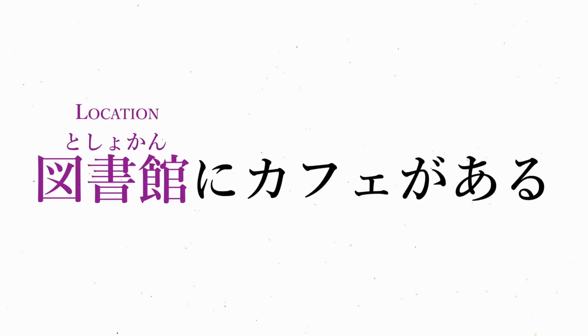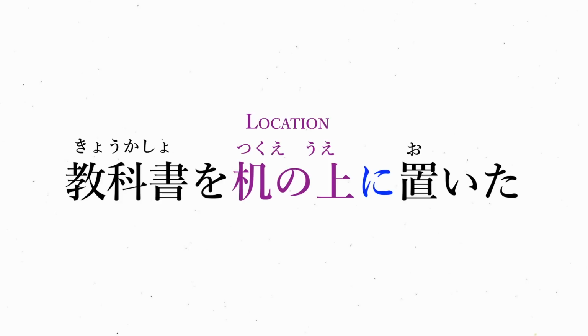You can also use ni to describe the location in which something exists. 図書館にカフェがある. In or at the library, there is a cafe. It usually has a sense of direction and specificity. Say I want to say, I put my textbooks on the desk. I use ni because the location to which I'm placing is the desk. 教科書を机の上に置いた. I placed my textbooks on the top of the desk. Ni can also reference the location on which you physically do something. In English, we would say something like, I wrote in my notebook. But in Japanese, they would say, ノートに書く, which roughly translates to, I wrote on my notebook.